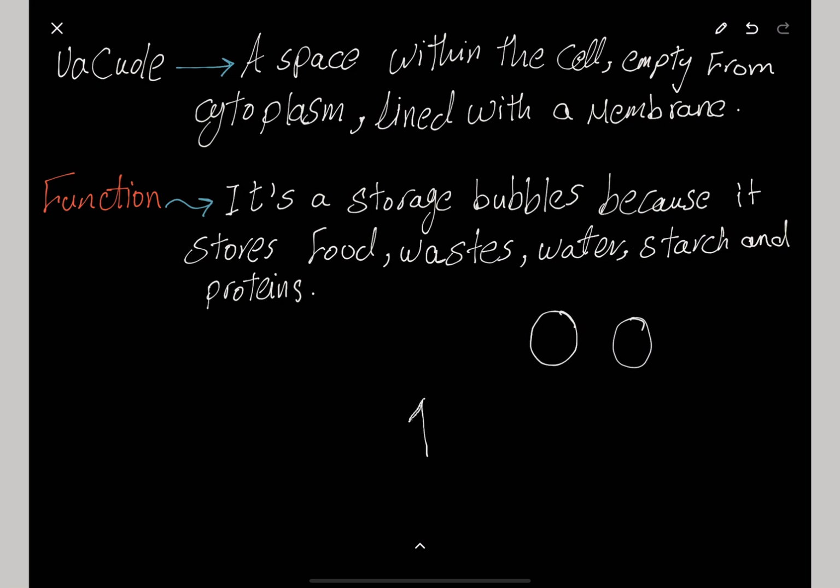This slide is additional information also to help you understand our lesson. The definition and function of vacuole are additional information. The vacuole is a space within the cell empty from cytoplasm and lined with a membrane. It's a storage bubble because it stores food, wastes, water, starch, and proteins.